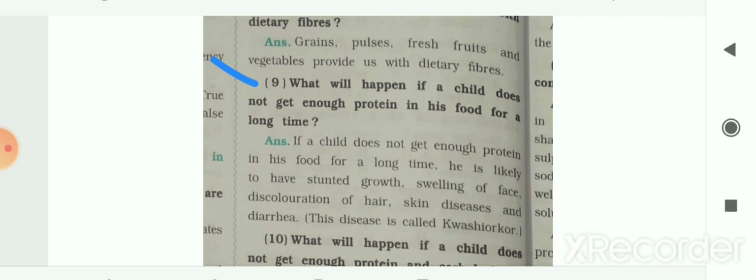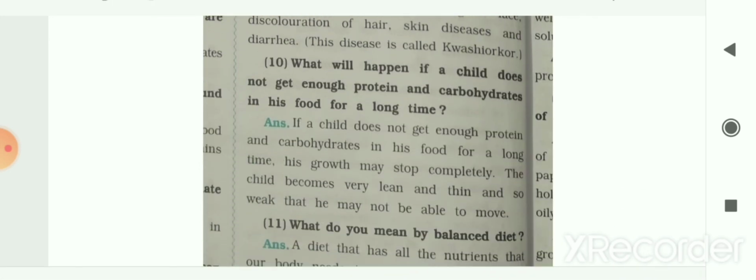The next question, what will happen if a child does not get enough protein in his food for a long time? So if a child does not get enough protein in his food for a long time, he is likely to have stunted growth, swelling of face, discoloration of hair, skin disease and diarrhea. And this disease is known as the kwashiorkor disease.